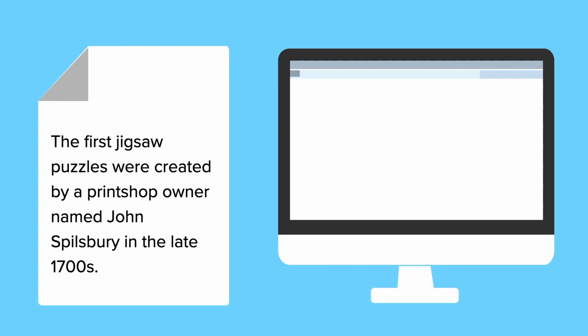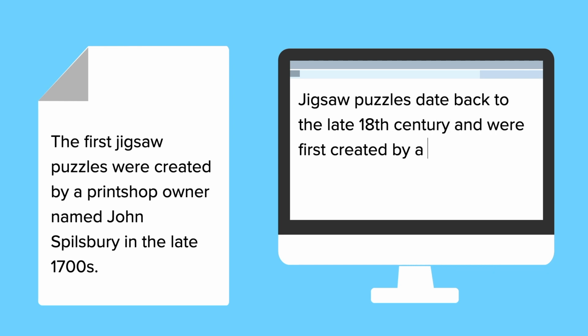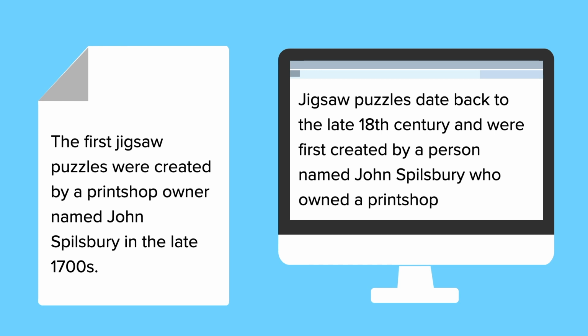So I might create another sentence like this. Jigsaw puzzles date back to the 18th century and were first created by a person named John Spilsbury who owned a print shop. So here I've taken all of the relevant information from the author's sentence and I've placed it in my own words. But there's one more thing I need to do. Always remember, when you paraphrase, you still need to include a citation. You still need to let your reader know where you found your information.